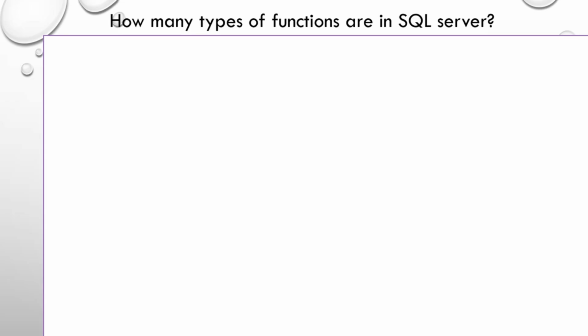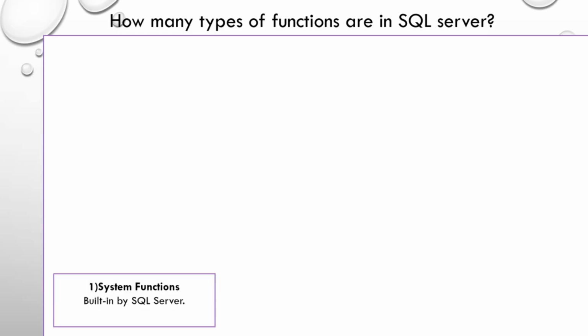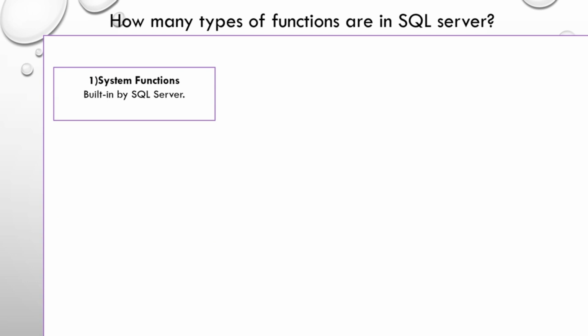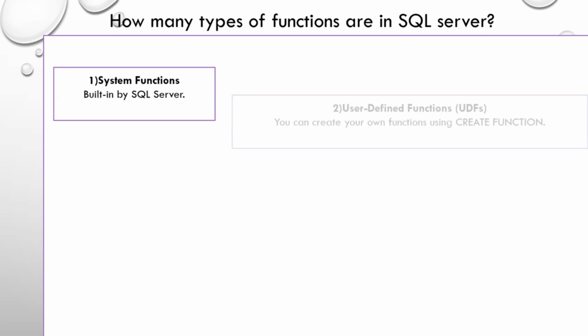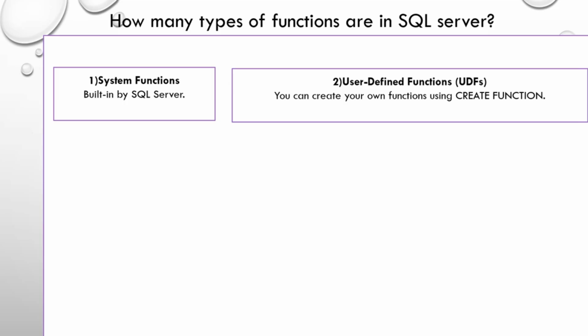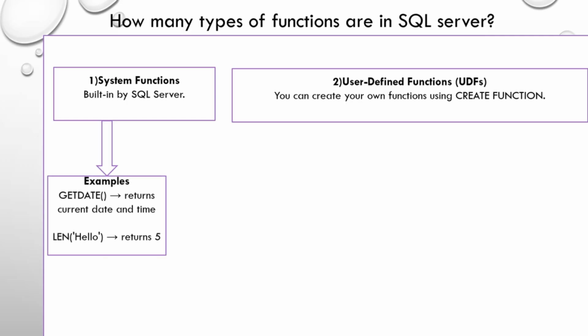The next question is, how many types of functions are in SQL Server? There are two types of functions available in SQL Server. The first one is system function. The next one is user defined function. A system function is a built-in function developed by SQL Server. You can use them directly. For example, GETDATE and LEN. These are some examples of system functions. A user defined function is nothing but you can create your own function.